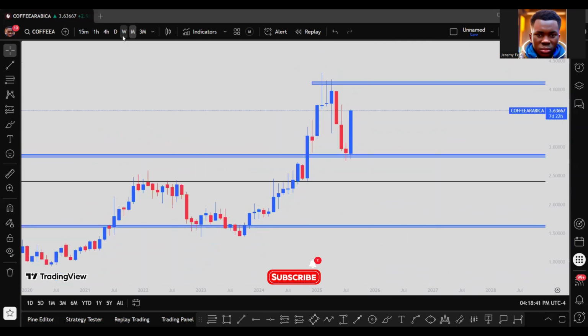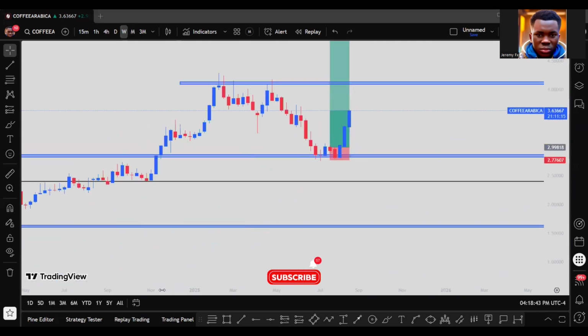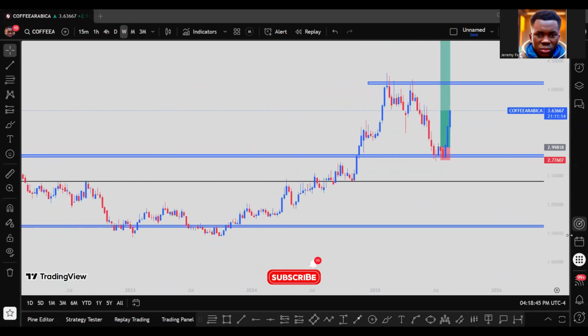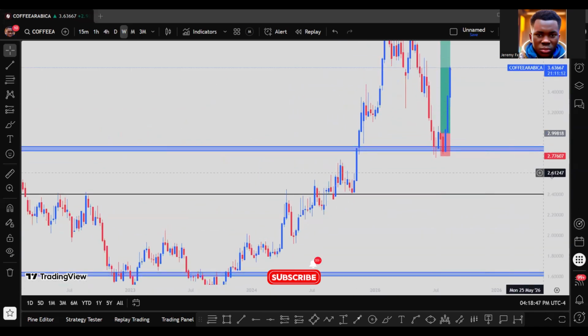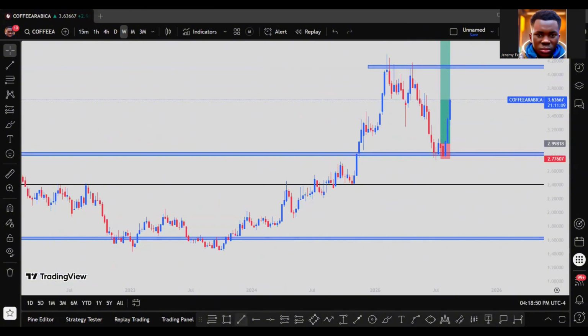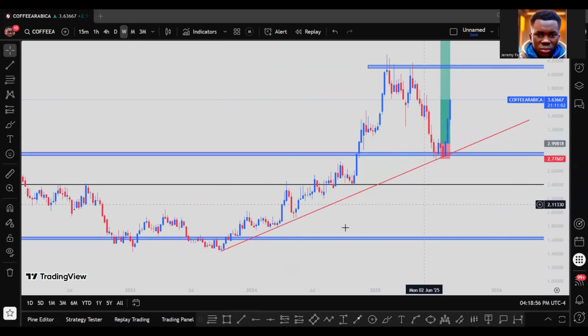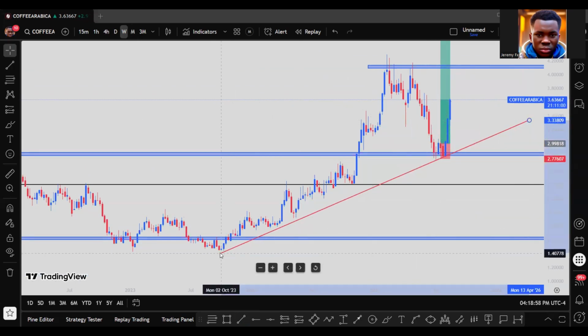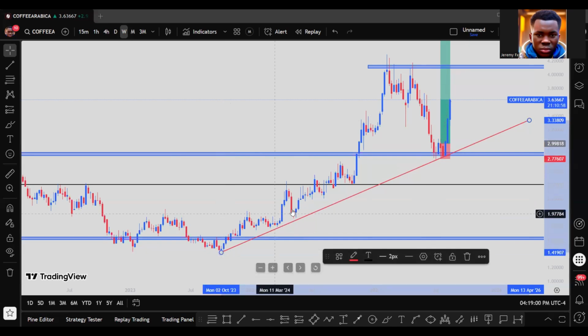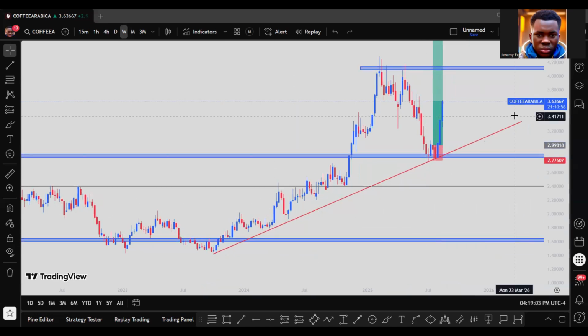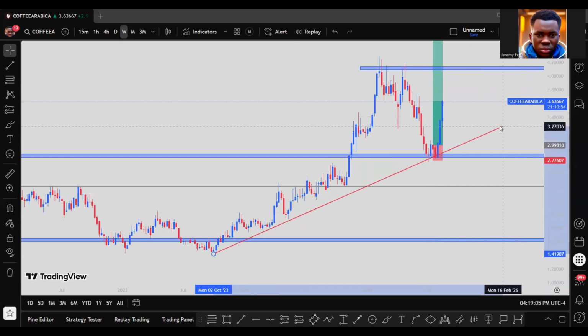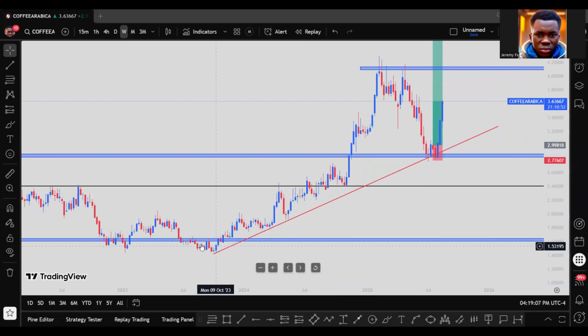So then if I go to the weekly time frame, you will see that there was a trend line around this region. If I draw it out, there was still a trend line supporting this move to the upside. You can see that we have the first touch of the trend line around this region, the second touch of it here, and then a third touch of it. So this was the third touch of the trend line.